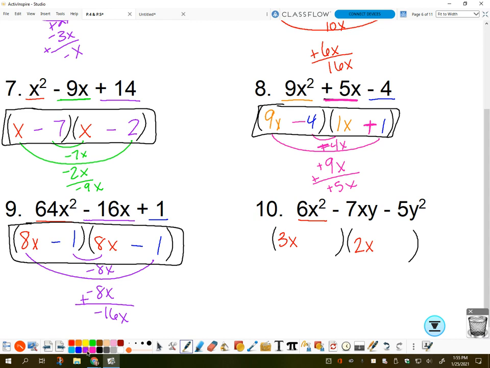All right, to get 5, your only choice is 1 times 5, and they both need a y. So you can do 1y and 5y. Somebody's got to be negative, somebody's got to be positive. All right, so then checking to see if we're going to get negative 7. Let's see, we got 15xy and negative 2xy. That's going to give me 13, and I need negative 7. So if I change the signs, I'm still going to get 13. It'll just be negative 13.